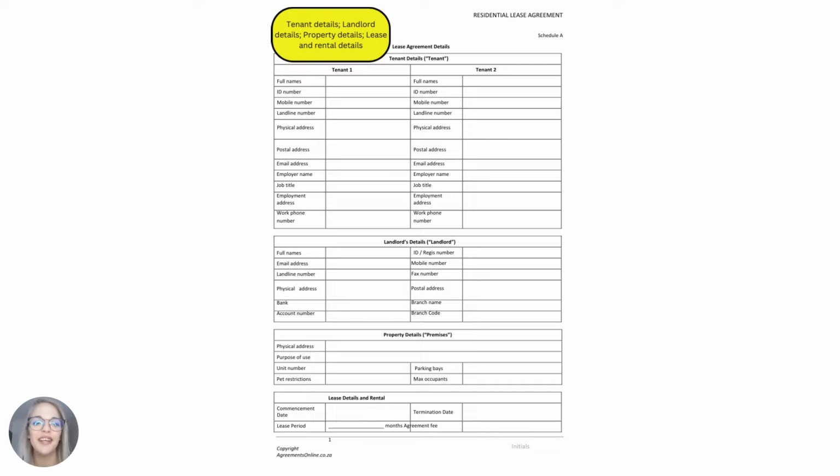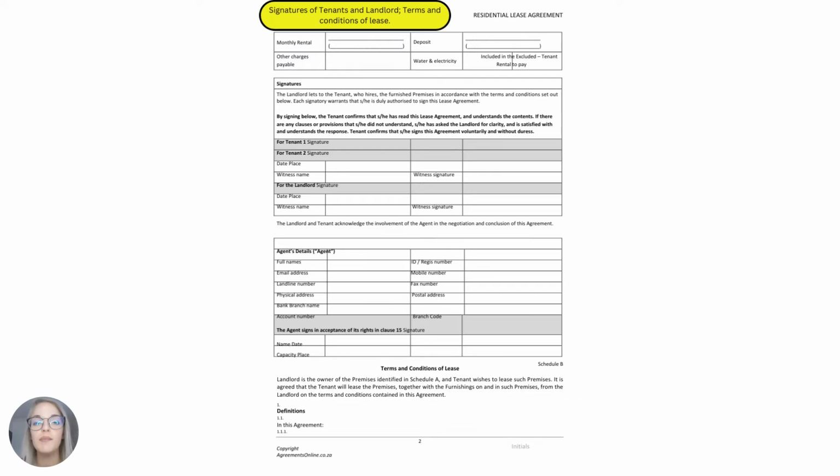We start off by filling out the details of both the tenant and the landlord, as well as filling out the property details and lease and rental details. This is then signed by both the tenant and the landlord, and you then also fill out the details of the agent that will be handling this lease.